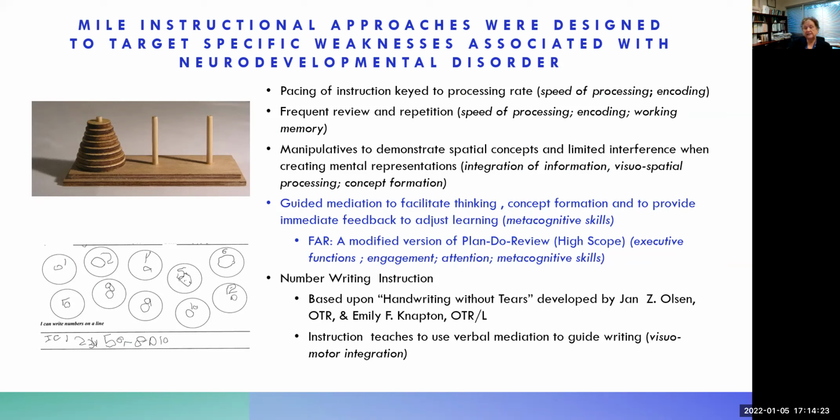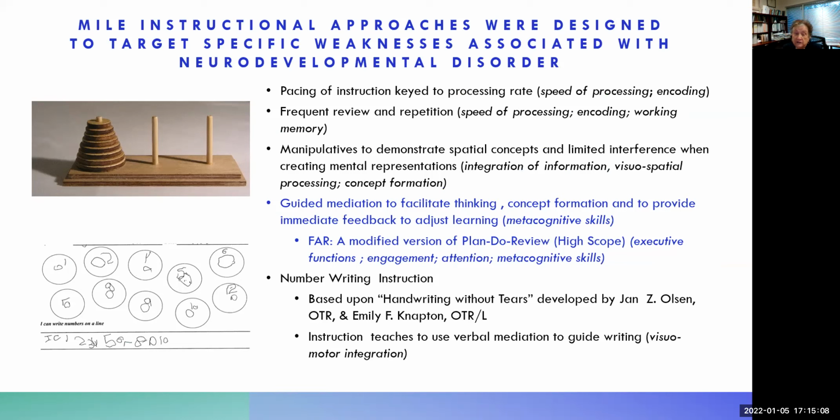Because they had difficulty conceptualizing abstract constructs and symbols, we incorporated manipulatives in our learning process to demonstrate spatial concepts and limit interference when creating mental representations. So for instance, if we didn't just give them the symbol 2, we gave them 2 elements to represent 2 so that they would be able to link these concepts. We also employed guided mediation to facilitate thinking, concept formation, and to provide immediate feedback to adjust learning if there were problems encountered.